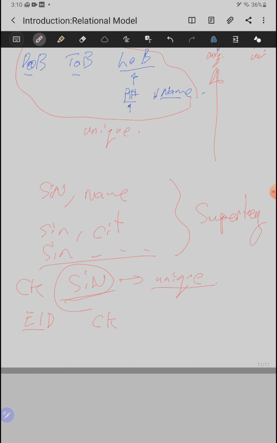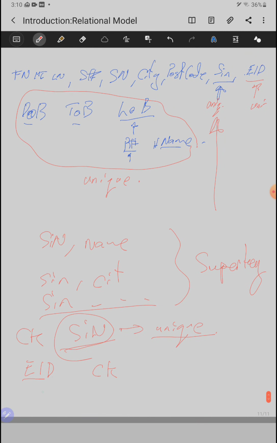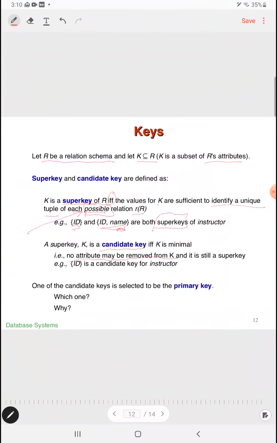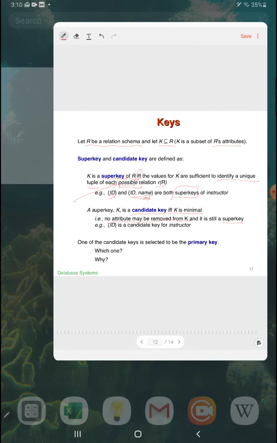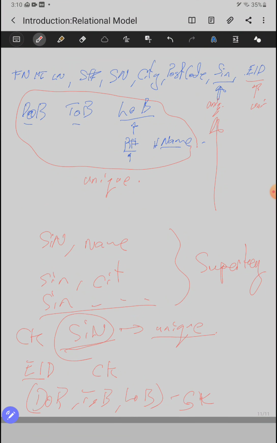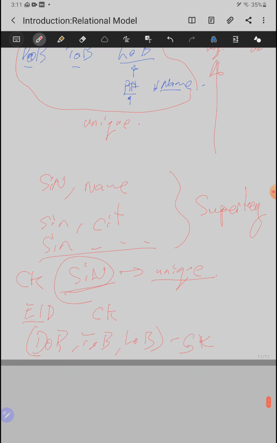And then we have a third candidate key, well, we have this third super key. Date of birth, time of birth, location of birth is a candidate key. Well, it's a super key. Is it a candidate key? Let's have a look at the requirement. No attribute can be removed and it is still a super key. Super key is a candidate key if it is minimal. Minimal means we can't take anything extra out of it. So, looking over here, we cannot take anything out of it.